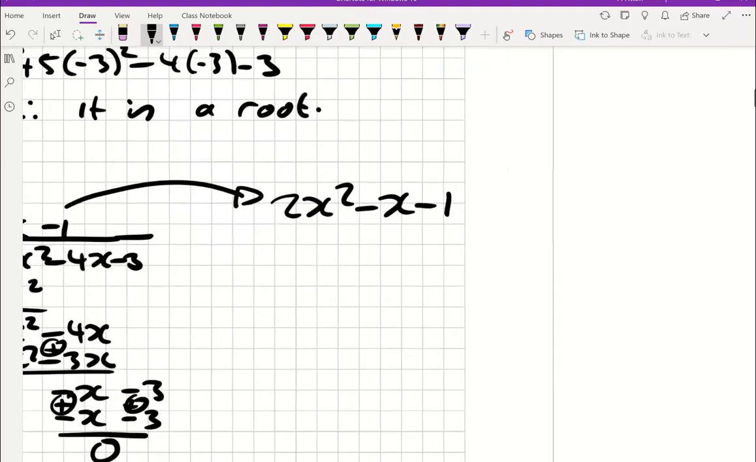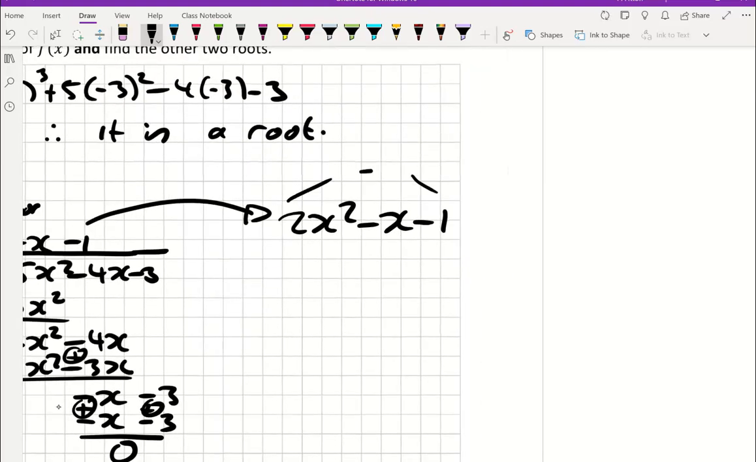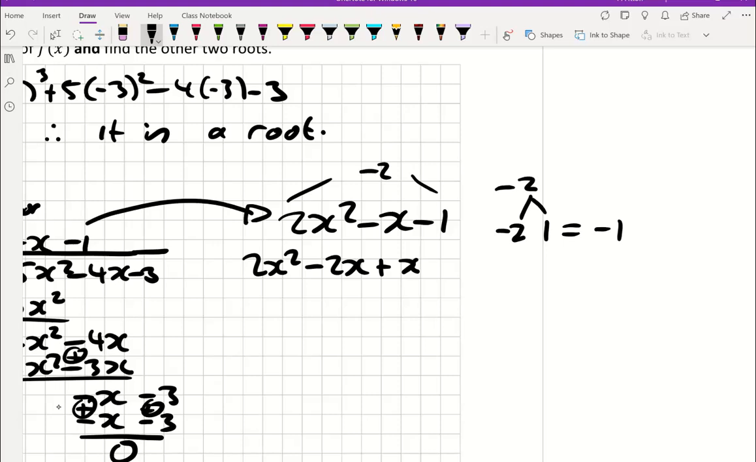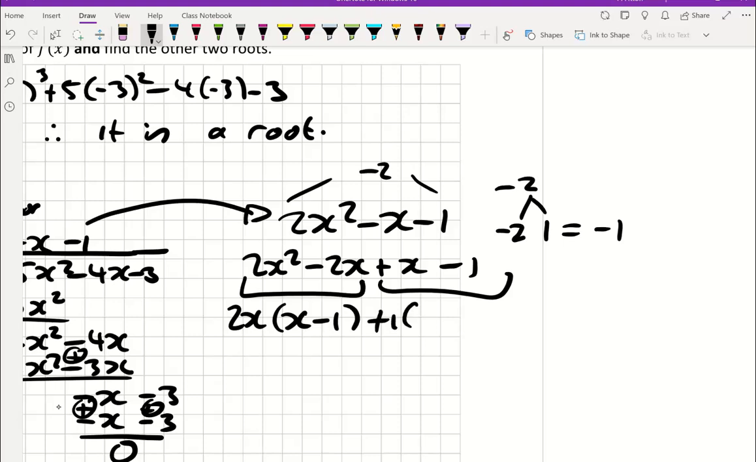So to factorize a quadratic, I'm going to use my roof method. 2 by minus 1 is minus 2. Factors of minus 2 that give me minus 1 will be minus 2 multiplied by 1, which gives me minus 2. When I add them, I get minus 1. So I use those two numbers to replace the minus x in the middle with minus 2x plus x minus 1. And then I factorize by grouping. 2x times x minus 1 plus 1 times x minus 1. Check your brackets are the same. They are. So my two factors are 2x plus 1, x minus 1.